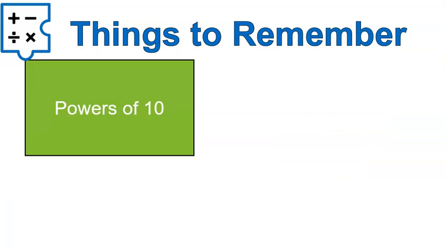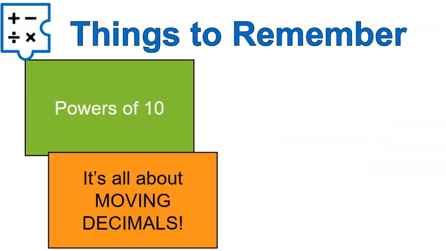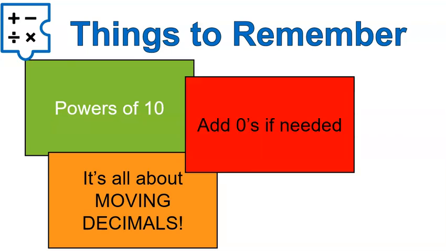Couple things to remember. Powers of 10, it's all about moving decimals. So we're not changing the number, we're not expanding out the exponents, we are just shifting the decimal. That's all it is. Add some zeros if you need to give you space, but otherwise you're shifting the decimal. When you're multiplying times powers of 10, you shift the decimal to the right.